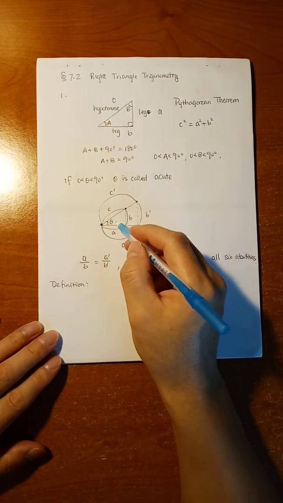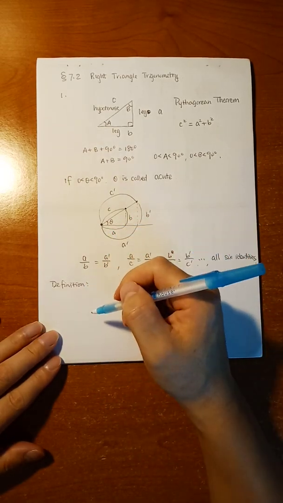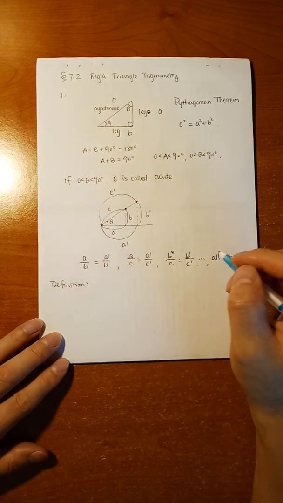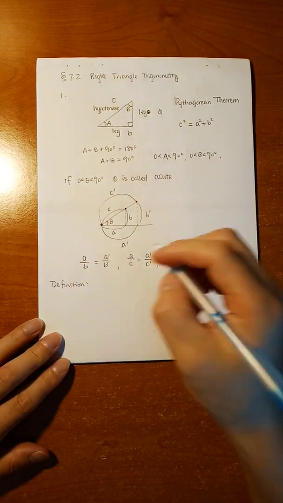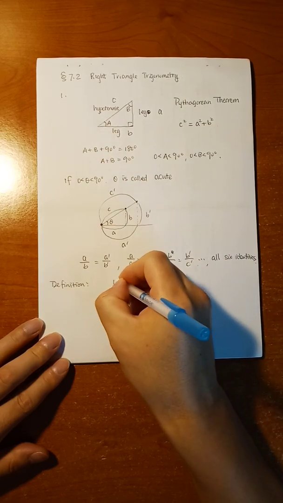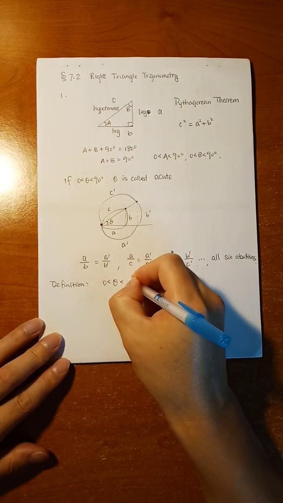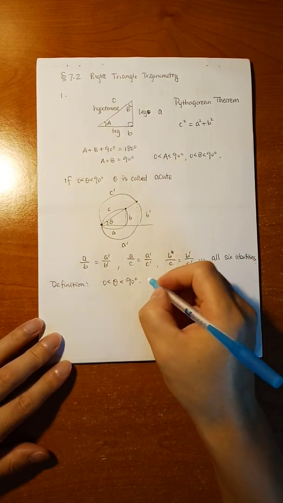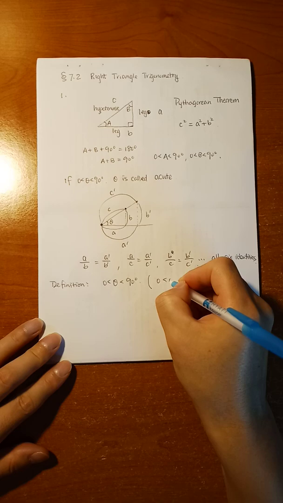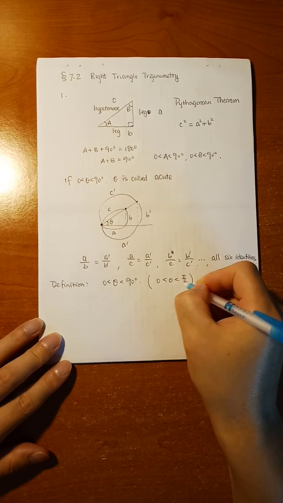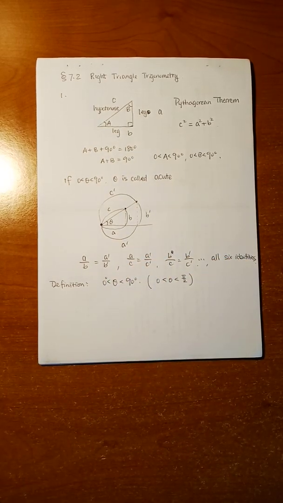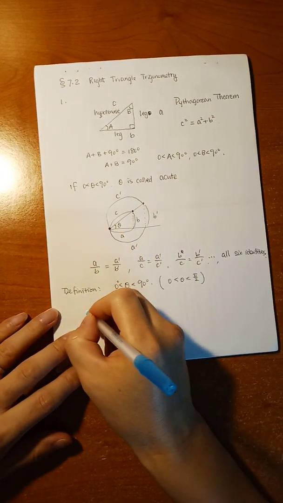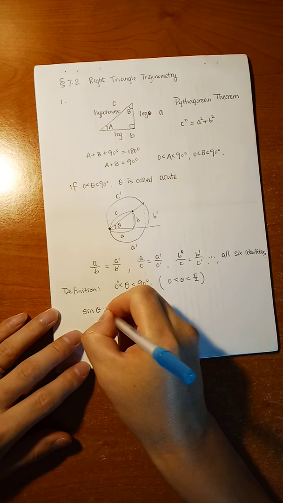We start from acute angles. So these are the 6 trigonometric functions of acute angles. We have 6 because you have 6 different ratios. So theta is acute. You can put theta between 0 and 90 degrees or theta between 0 and pi over 2. Okay, and then we define sine theta.